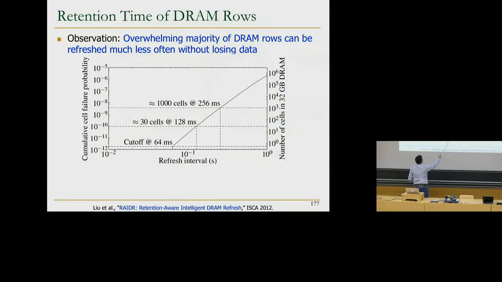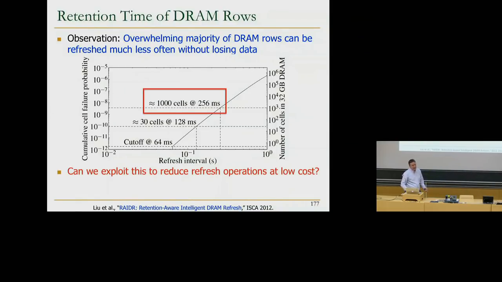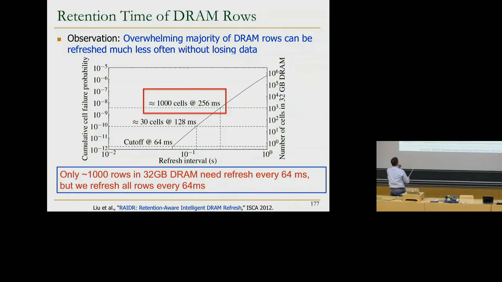how many rows have failure probabilities after how much time of refresh, and you generate a profile, and then you try to say, without so much cost, without so much effort, is there a way that I can take advantage of it? And the answer is, actually, yes, because you realize in a 32 gigabyte DRAM, only about 1,000 rows need to be refreshed every 64 milliseconds. However, at the moment, you're refreshing all of them, but only 1,000. I mean, 1,000 is a tiny, tiny portion of this.